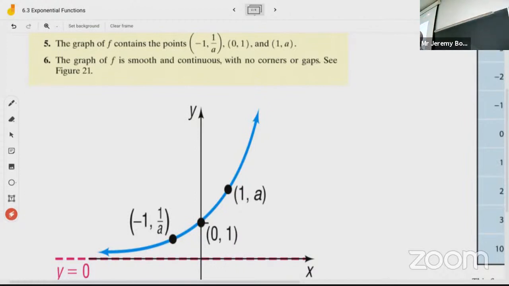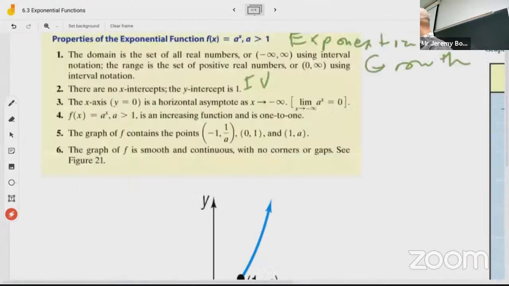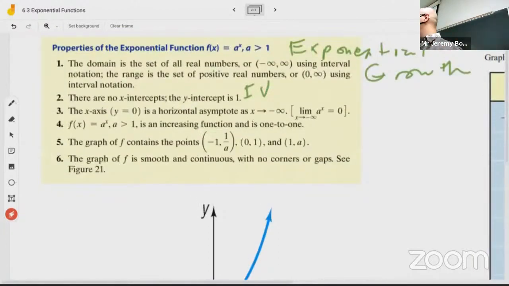Did we talk about continuity in here? Not so much, no. Any questions on that? So that's some stuff that you can use to graph it or determine what function the graph is from. That will help you out.